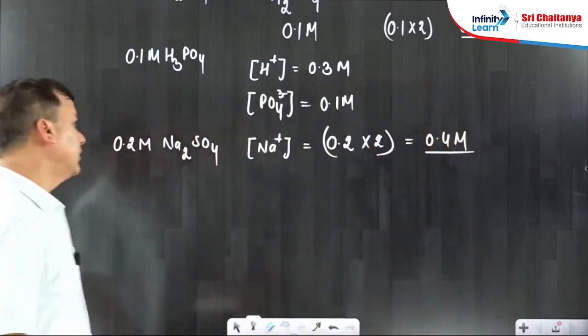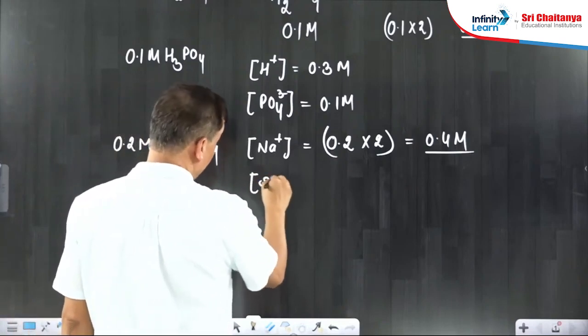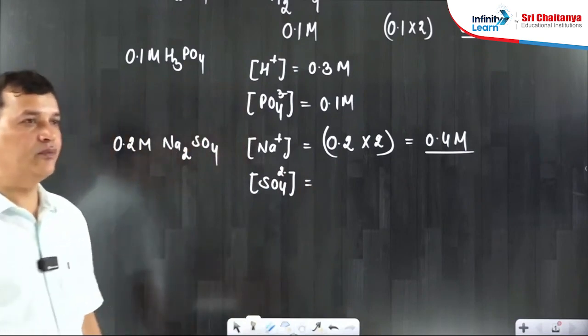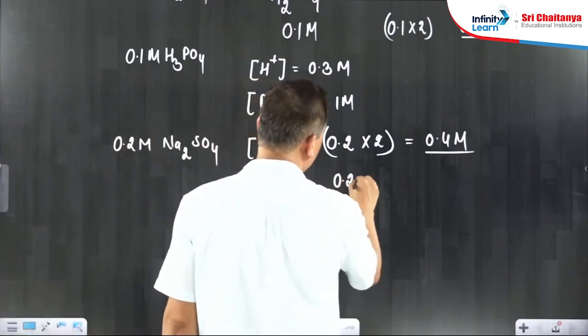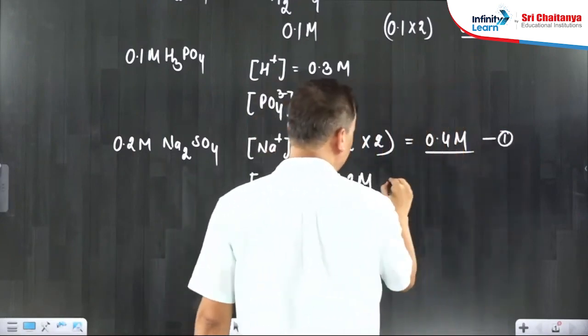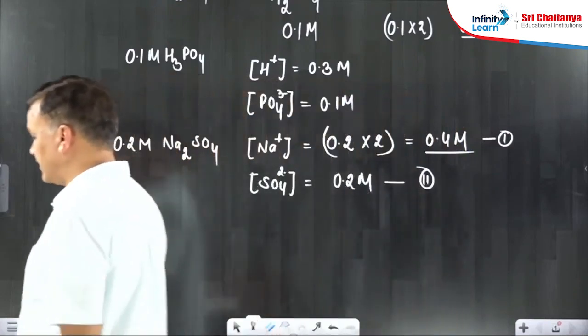And what about the molar concentration of the sulfate ion? Please respond. Yes, you have written it. That is 0.2 molar. This is the molar concentration of sodium ion, and this is the molar concentration of sulfate ion.